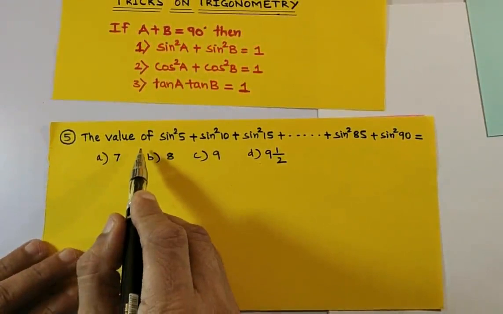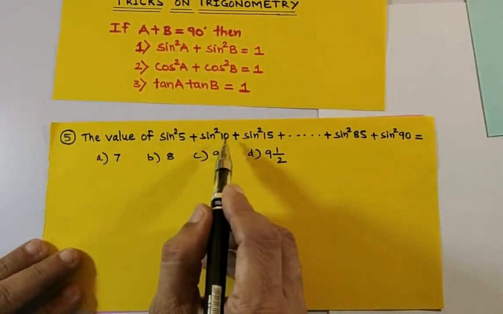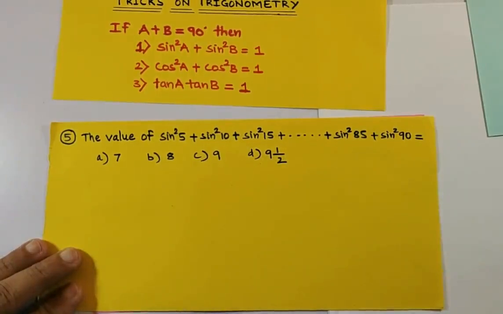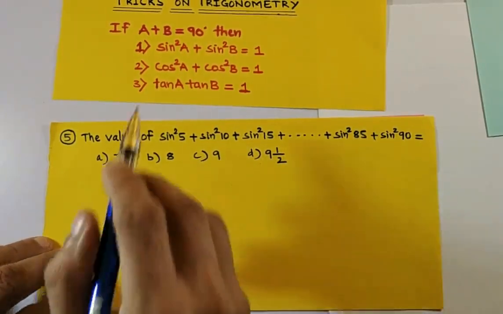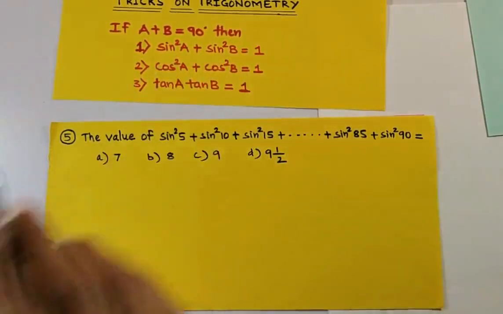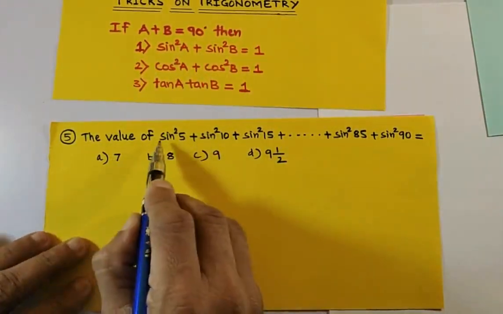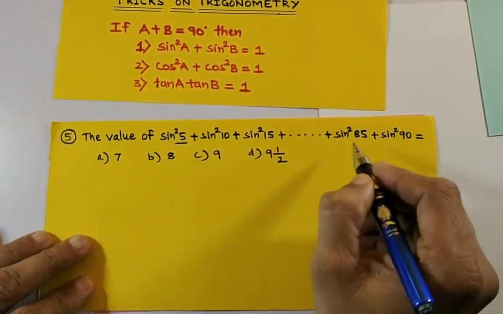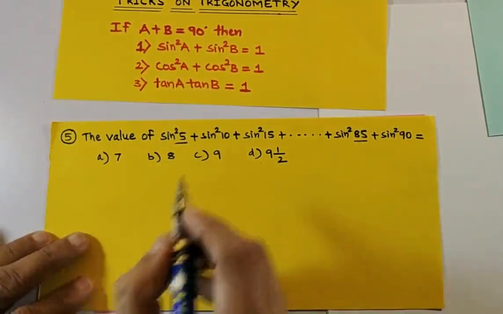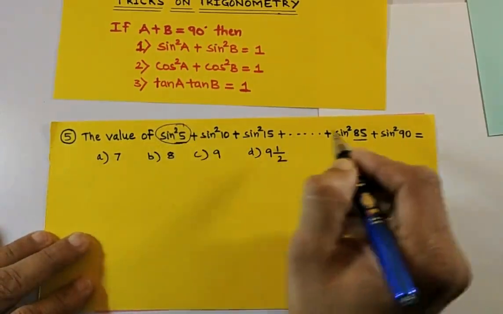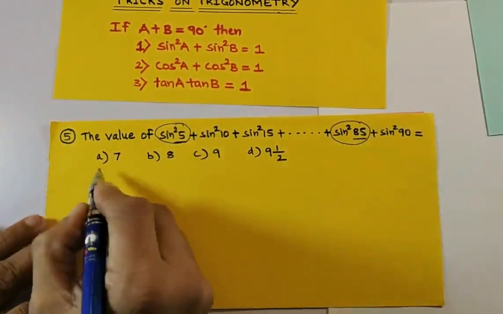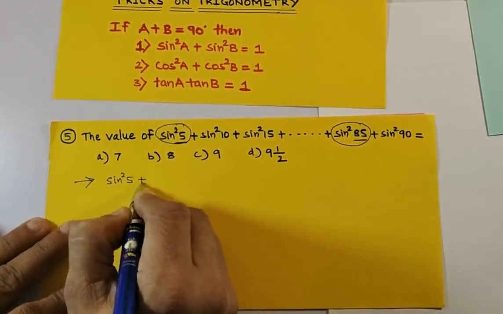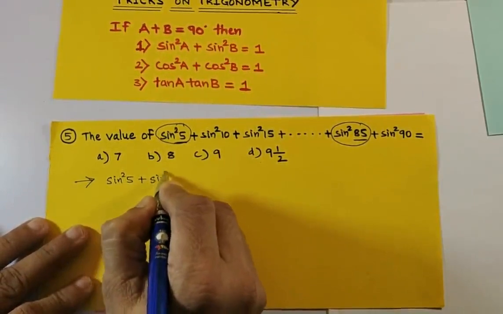The value of sin square 5 degree, sin square 10, sin square 15, and so on up to sin square 90 degree is. Now here again I will be using this condition: if you add two angles, it should be 90. So here 5, if you add 85 to 5, it is 90. So I can club these two together. I will write sin square 5 plus sin square 85.